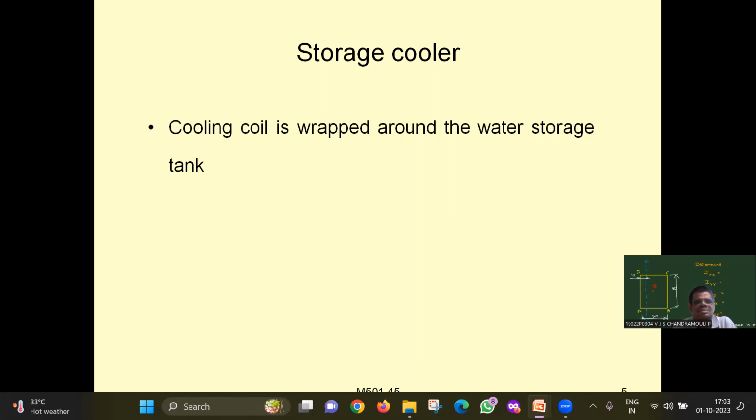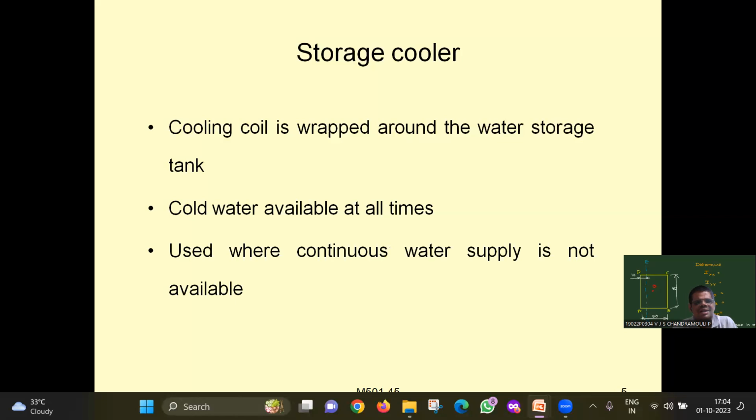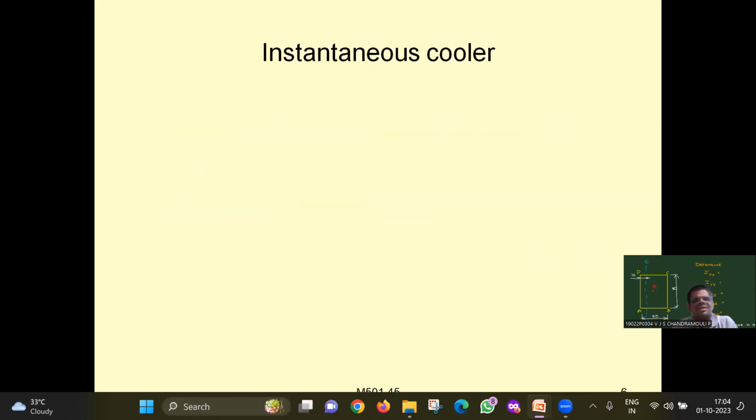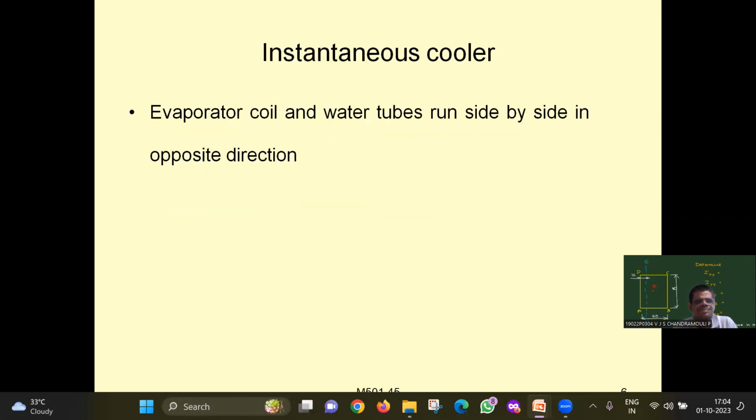Wrapped means chodaru. The juttu chodaru. This cold water is available at all times. So whenever you need cold water, you can get it from the tank immediately. But in case of an instantaneous cooler, you have to switch on the system once again to get the cooling water. And this is used where continuous water supply is not available. When there is no continuous supply of water, then you have to store the water. So this is why you can use the storage cooler.